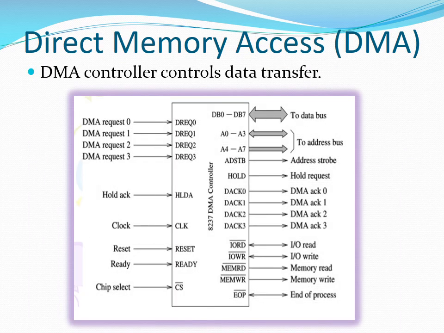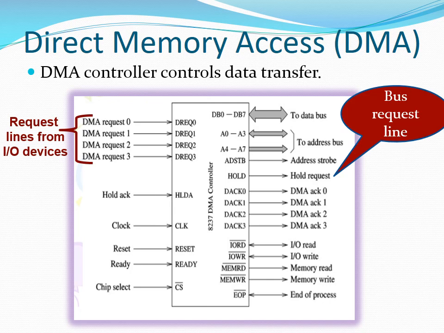The diagram shows a typical DMA controller and the associated control signals. The DMA request lines are the lines that are used by I/O devices to request for DMA through the DMA controller. The hold request line is the line that in turn is used by the DMA controller to request for control of the system bus from the microprocessor.